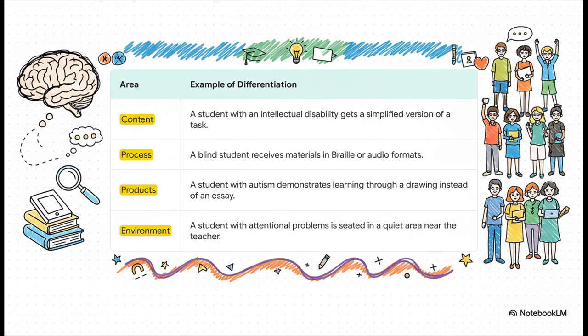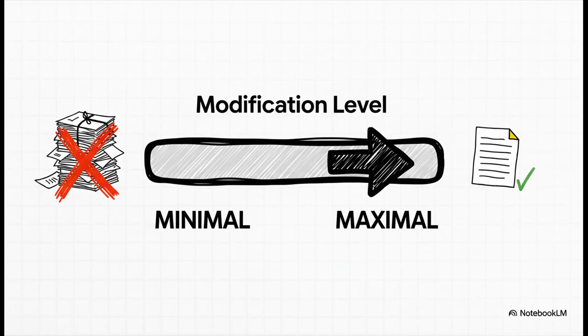You can also change the products. That's how a student shows you what they know, like doing a drawing instead of writing an essay. And finally, you can change the environment, something as simple as adjusting the seating for a student who has trouble focusing. And here is a really, really crucial piece of advice.